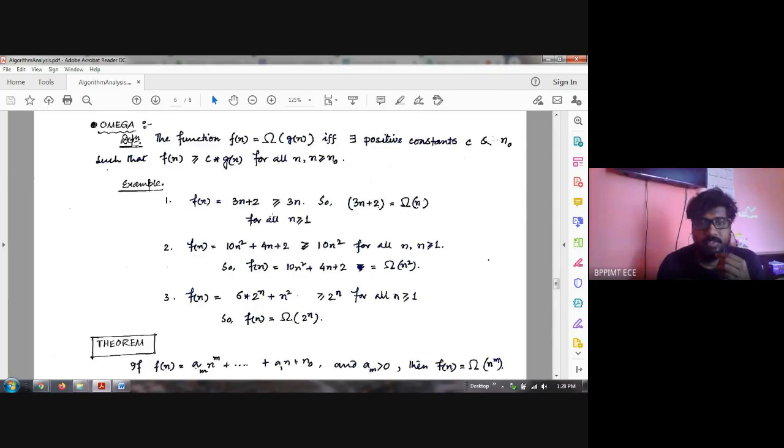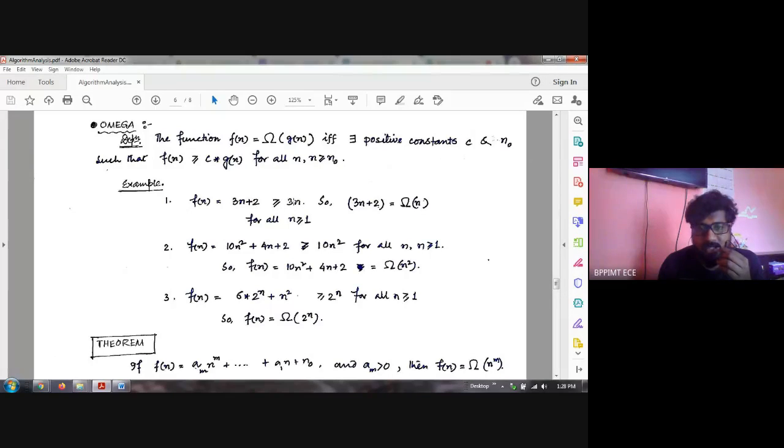Okay. So analytically, we can take up an example to understand this notation. Suppose f(n) equals 3n plus 2. For any positive n, it is obviously true that 3n plus 2 is greater than or equal to 3n. I am adding 2 to 3n, so 3n plus 2 will be more than 3n. That's obvious.